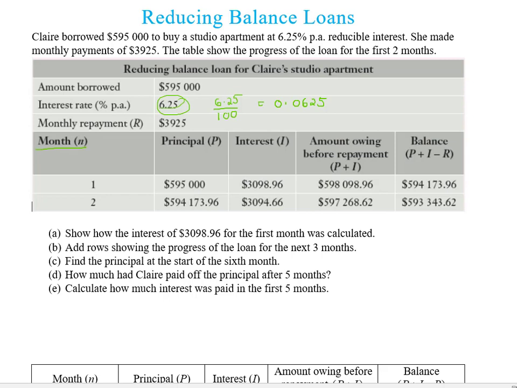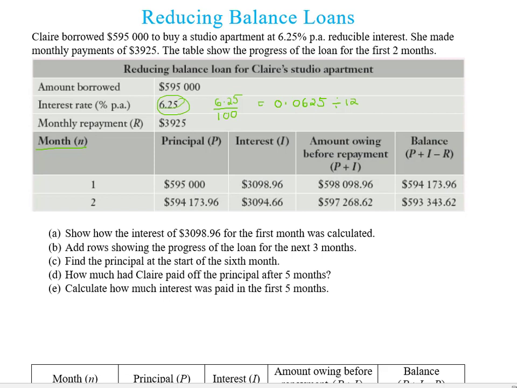Now we're going to be working out monthly interest rates because we're looking at months here. So if I'm going to be looking at months, I'm going to have to eventually divide my interest rate by 12 to find out what the interest rate is per month. And what I also have shown in the table is that Claire is making a monthly repayment of $3,925. So let's have a look at this. The first question says, show how the interest of $3,098.96 for the first month was calculated.